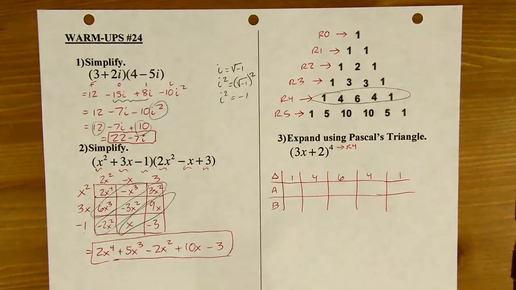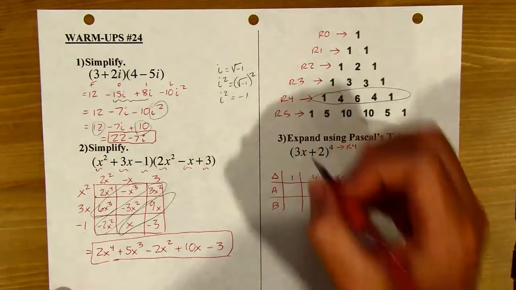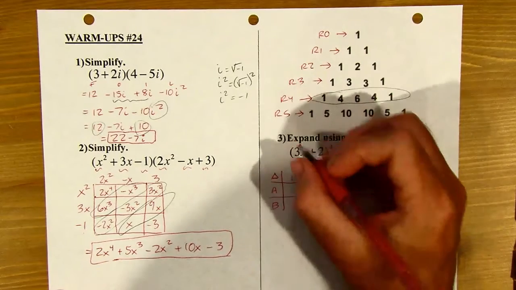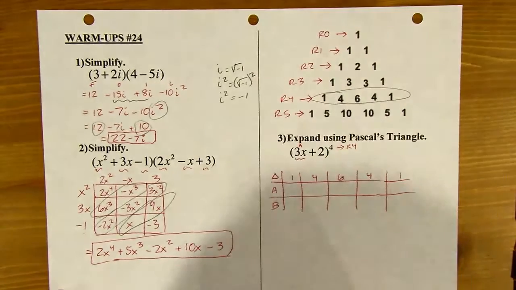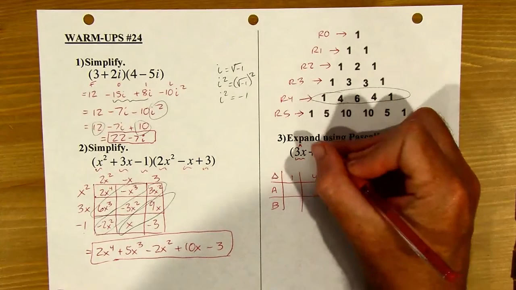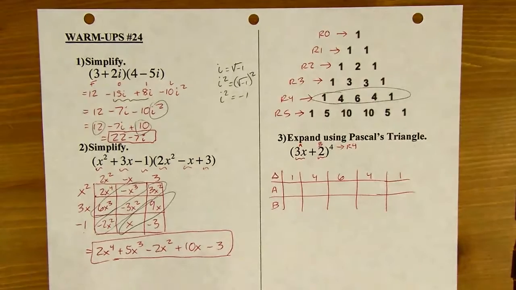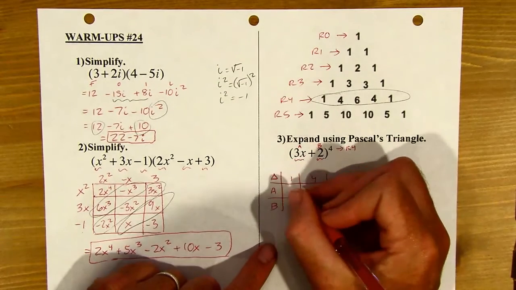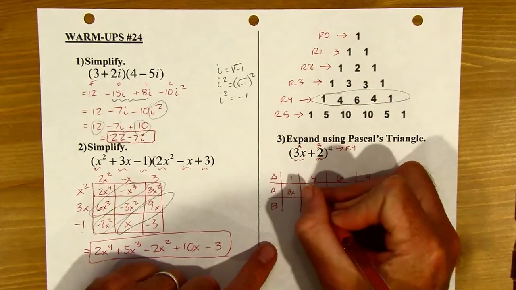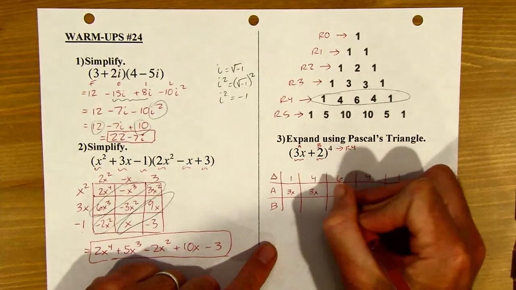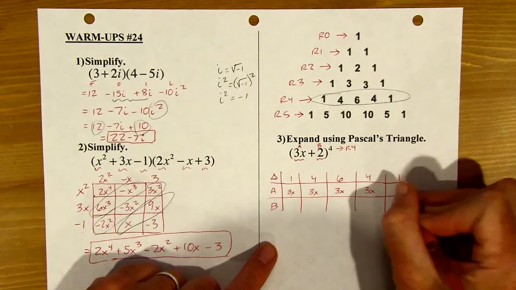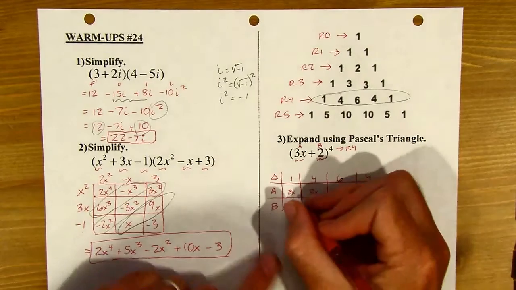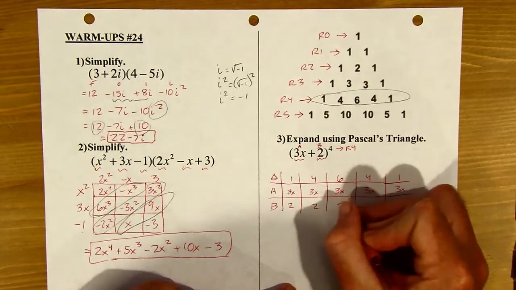Okay. The A and the B are going to refer to the terms of the binomial. So the first term, in this case, is going to be 3x. The second term, my B term, is going to be 2. Okay? So what I'm going to do in the A row, first I'm just going to put 3x all the way across in every space there. Okay? And then for the B row, I'm going to put 2 all the way across.